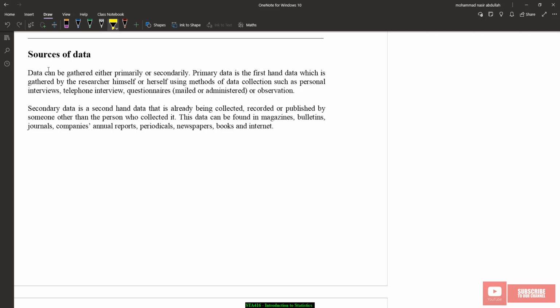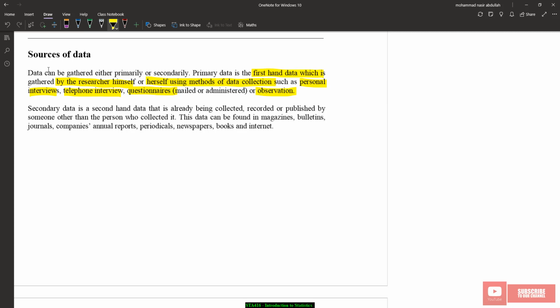Primary data is first-hand data gathered by the researcher himself or herself using methods of data collection, such as personal interviews, telephone interviews, questionnaires, or observation. So this is primary data. It means you are the first person to have the data. Means you go to the lab, right, and you measure something and you get the data. So you are the first person to get the data.